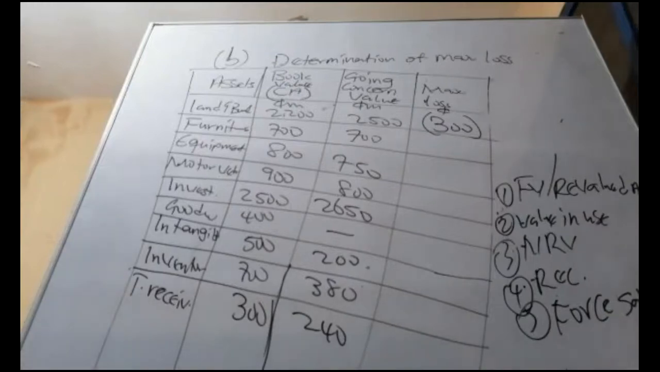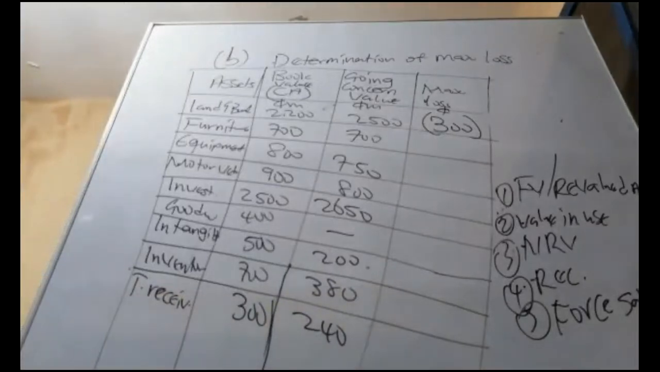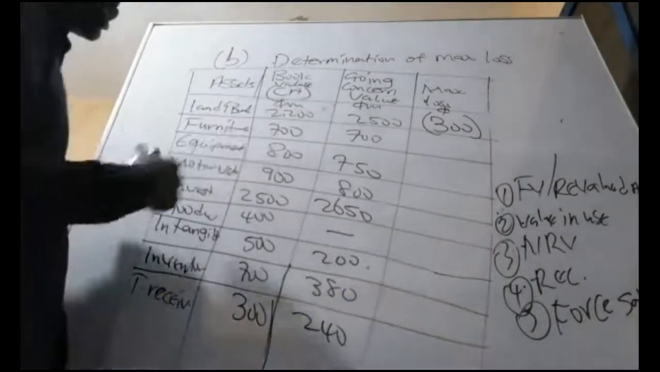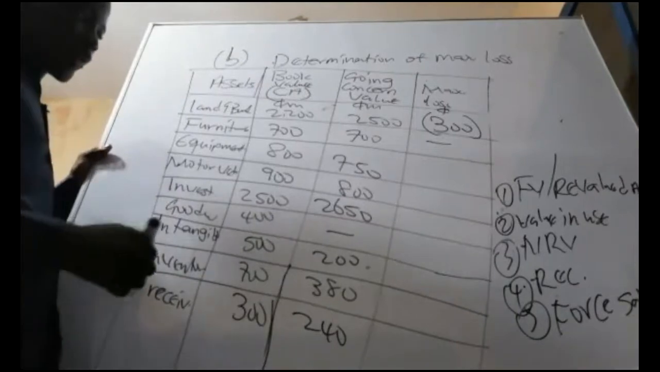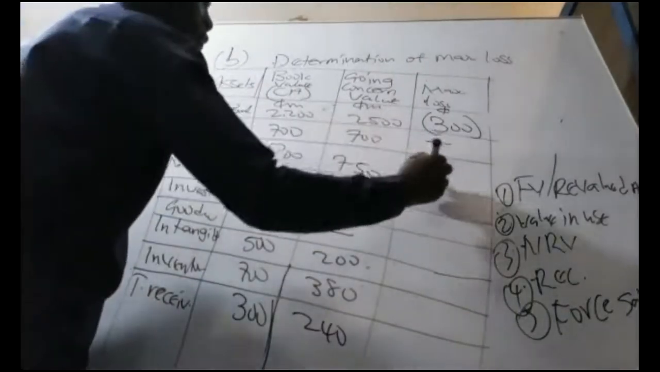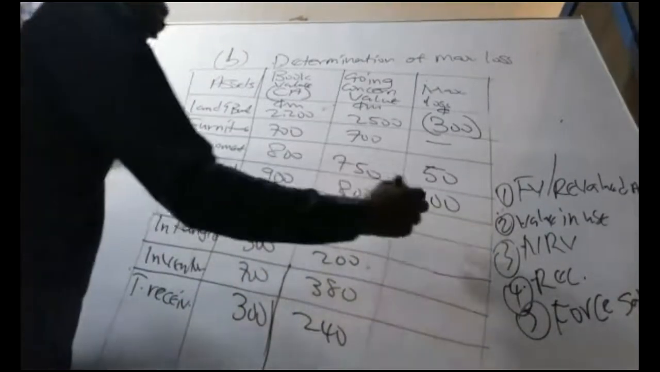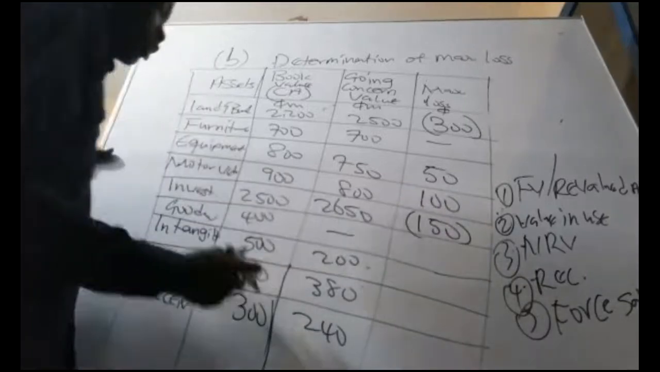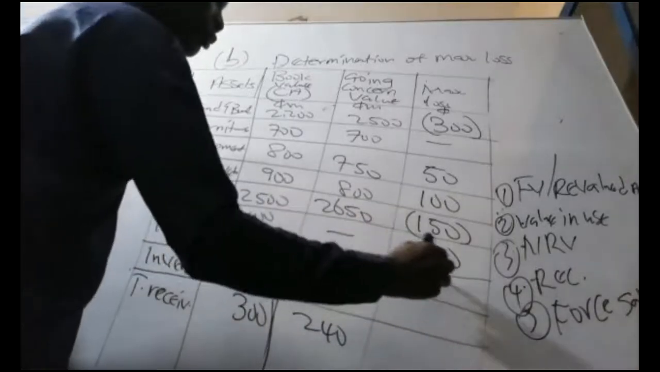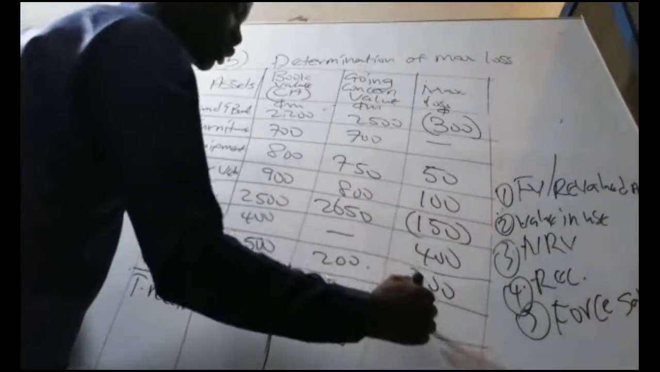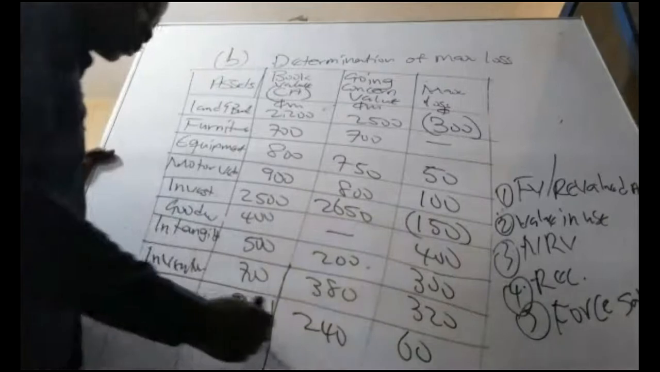It means that this is a gain, and why are you subtracting? Because you are going to net it off. This minus this, dash. Have you seen? So now be with me. This minus this, 50, right? This minus this, 100. This minus this, 150 negative. This minus this, 400. This minus this, 300. This minus this, 320. This minus this, 60. But you are done. I'm not doing it again.